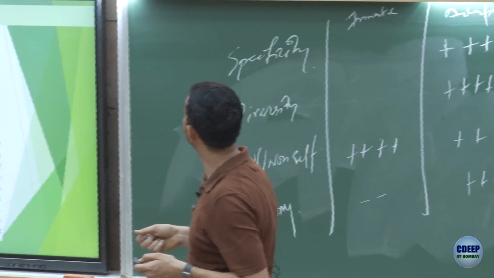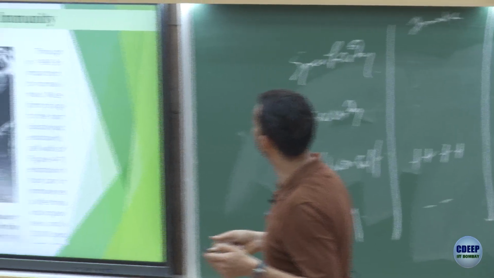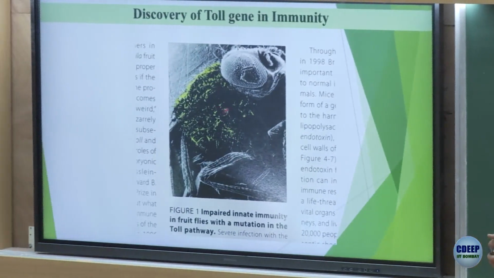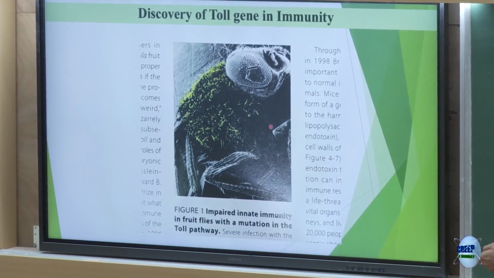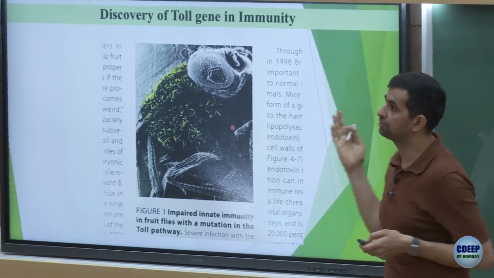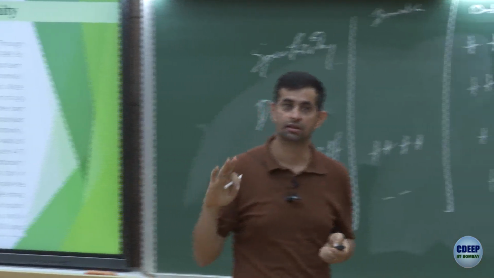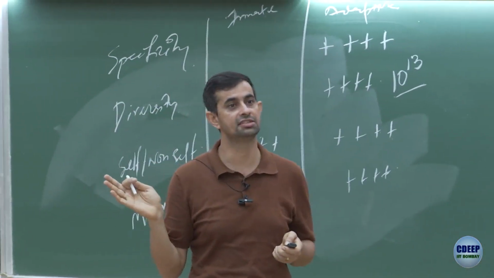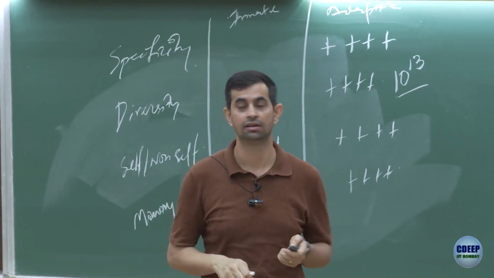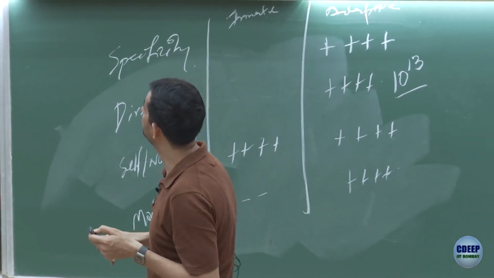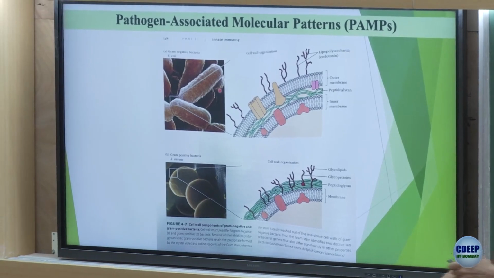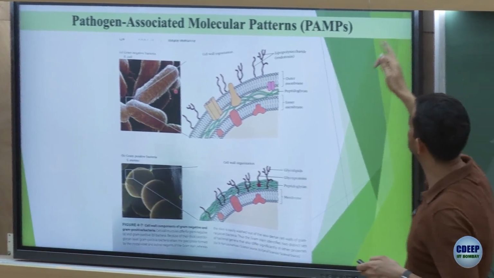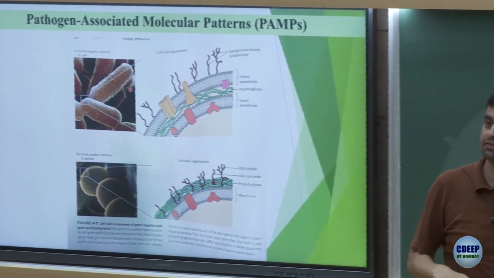So quickly, this was a very famous picture from a Cell paper for which the people got the Nobel Prize. They showed that one gene which is important for developmental processes, if you delete this gene, then those flies are very susceptible to fungal diseases. So this is a dead fly picture where this fungus has grown in a very high number. Okay, so this gave us the result that pathogens have PAMPs.